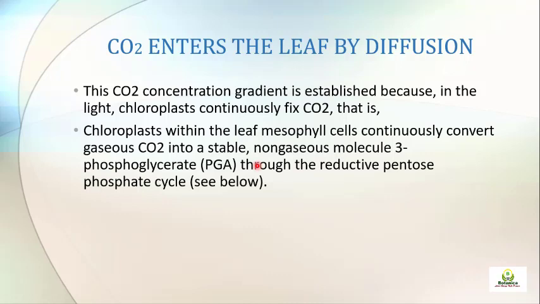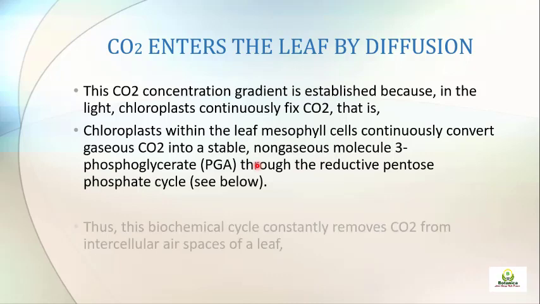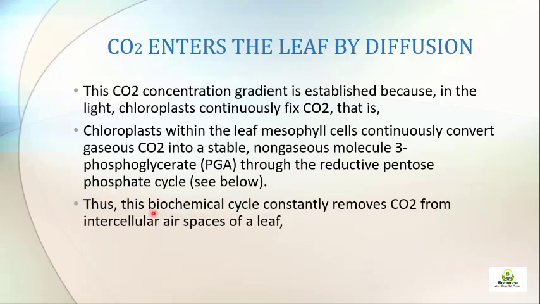So there is a utilization of CO2 in the chloroplast, so the CO2 present in the intercellular spaces is constantly being taken up by the chloroplast, and it is used and fixed in the form of phosphoglyceric acid. Thus this biochemical cycle constantly removes CO2 from the intercellular air spaces.